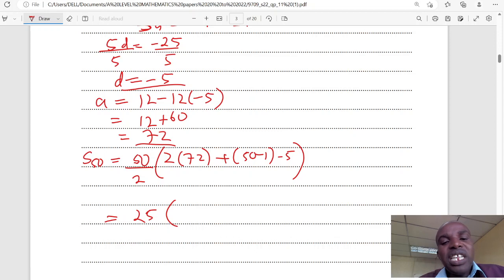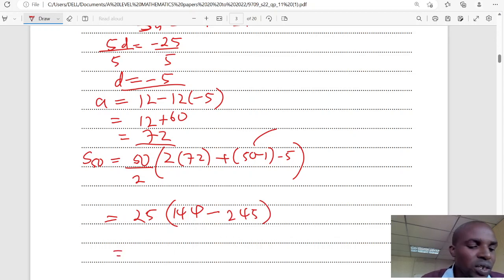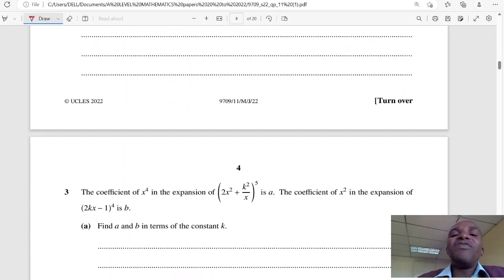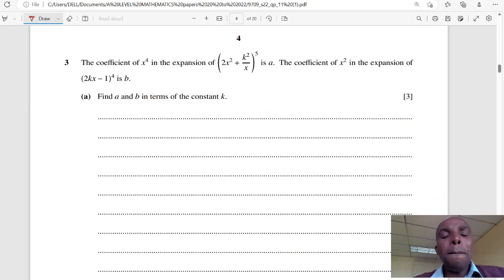25. Then 2 times 72 is 144. Then this part, it will be minus. Then 50 minus 1 is 49. 49 times 5, you get 245. Right? If you simplify the one item, you get negative 2525. So this will be the sum of the first 50 terms. Done. Next question, number 3.